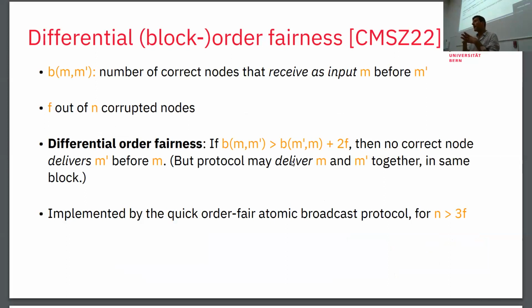where we say, let's count among the honest participants how many receive an M before an M prime. Yeah? So this is our number B of M and M prime as an input, right? They hear from the client. And then we want to prevent that if B M M prime is much larger than B M prime M, M goes into the chain before M prime. However, we cannot guarantee this for the reason before.